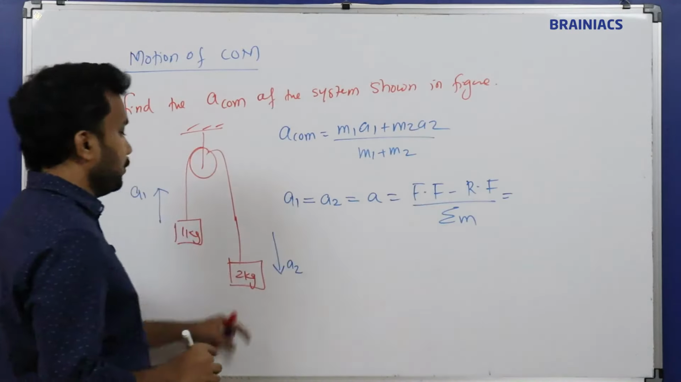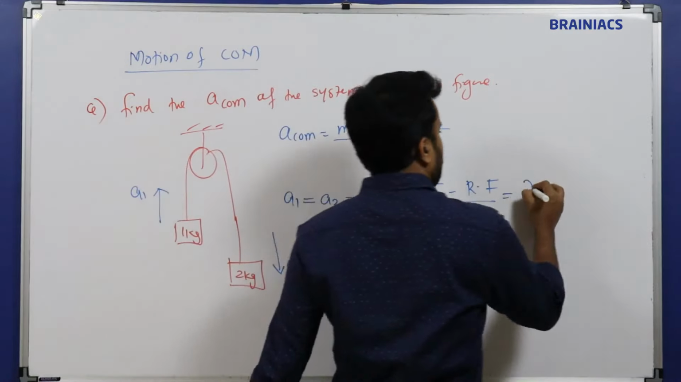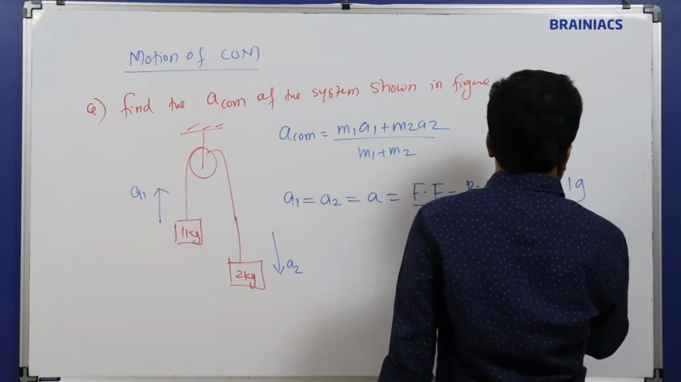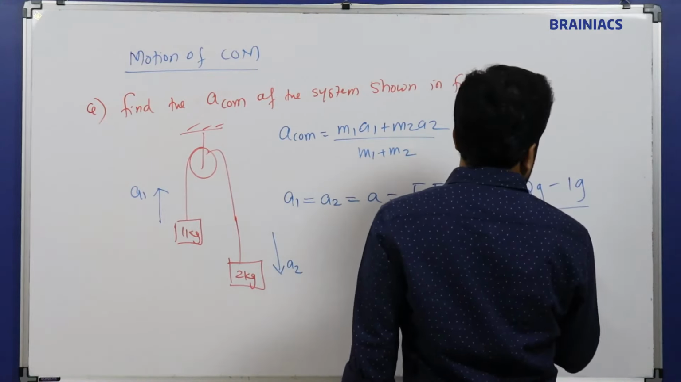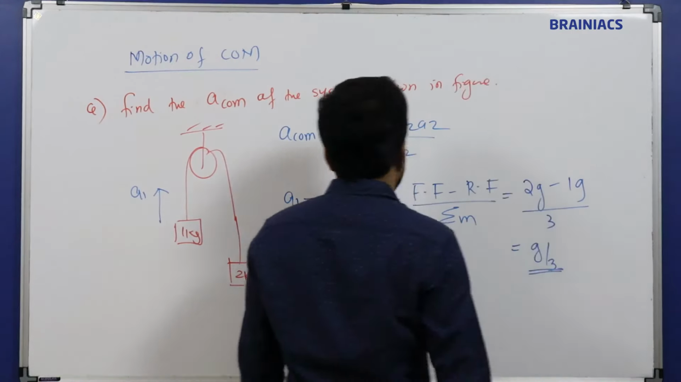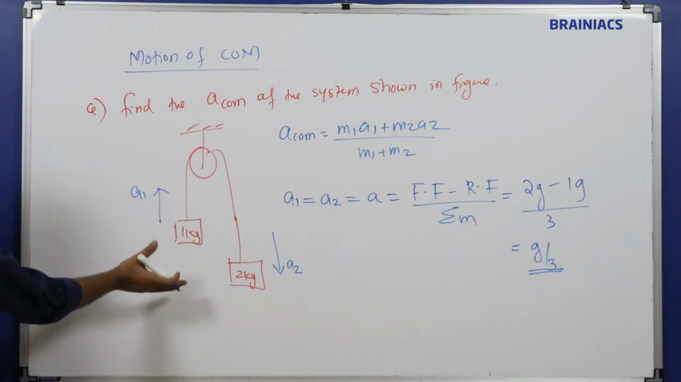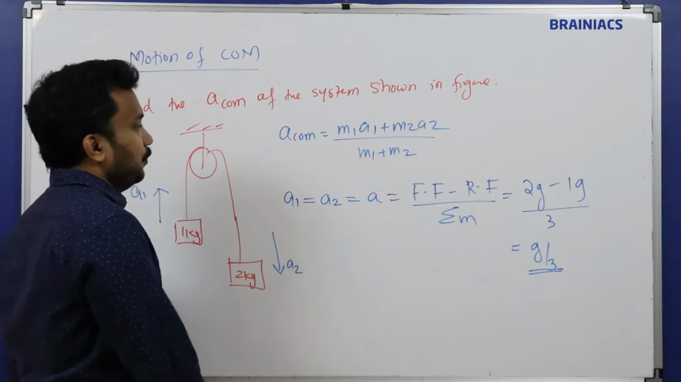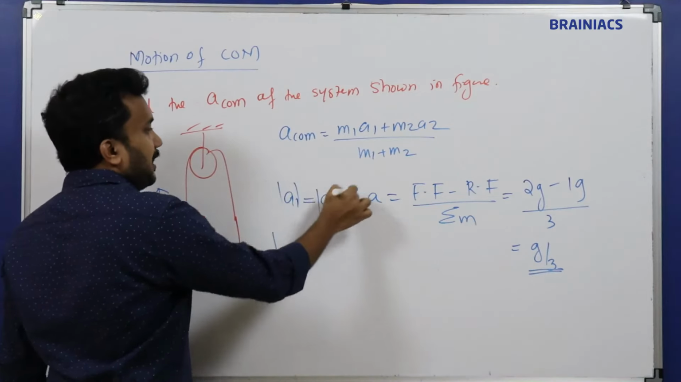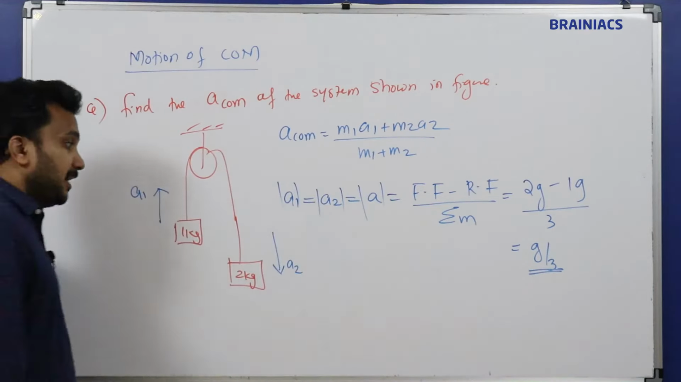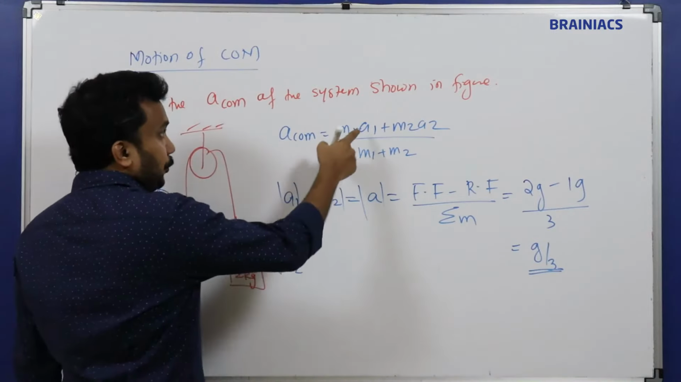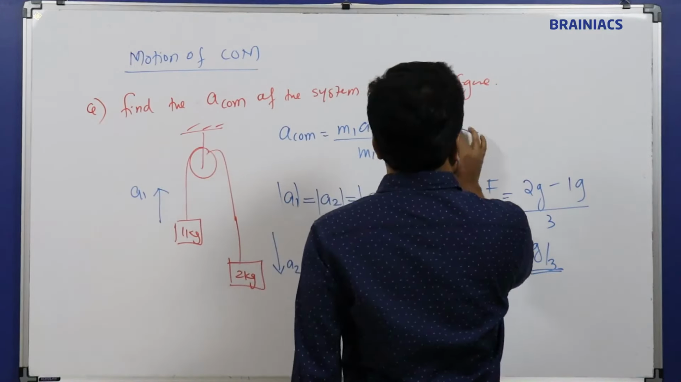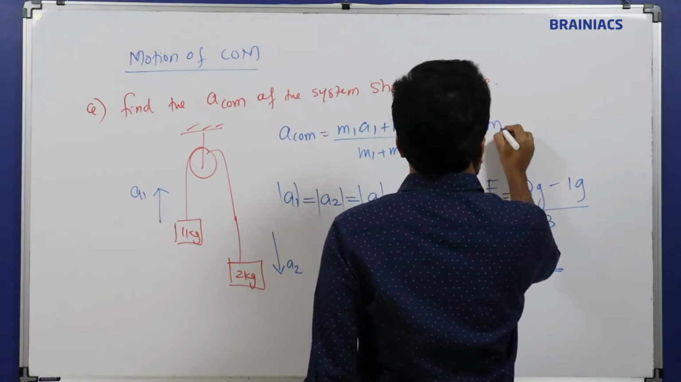Forward force means what? This one, mg, means 2g, minus reverse force, 1g, divided by sum of the masses, 3. So the answer is g by 3, the acceleration A1 and A2. So this body will move with g by 3 acceleration upward, and this body will move with the acceleration downward. Magnitude wise, I can say the accelerations are the same. But the speciality here is A1 is moving upward and A2 is moving downward. So due to this, our formula changes over here.